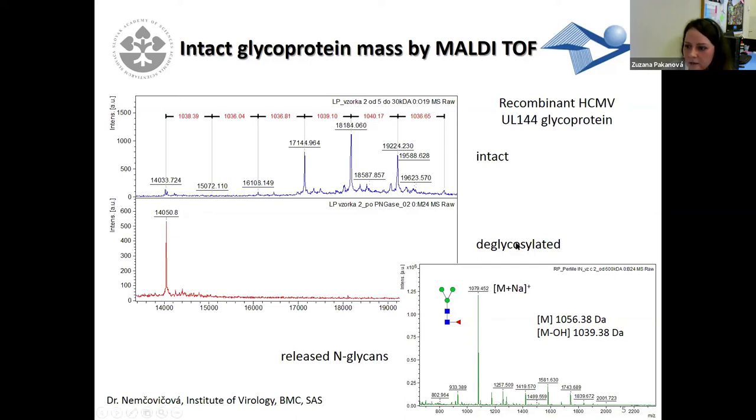As you can see down there on the right side, we have released N-glycans, isolated them and analyzed. So you can see this approximately 1039 was three mannoses, two N-acetylhexosamines and one core fucose. This was made in collaboration with the Institute of Virology at the Biomedical Center in Slovak Academy of Sciences.